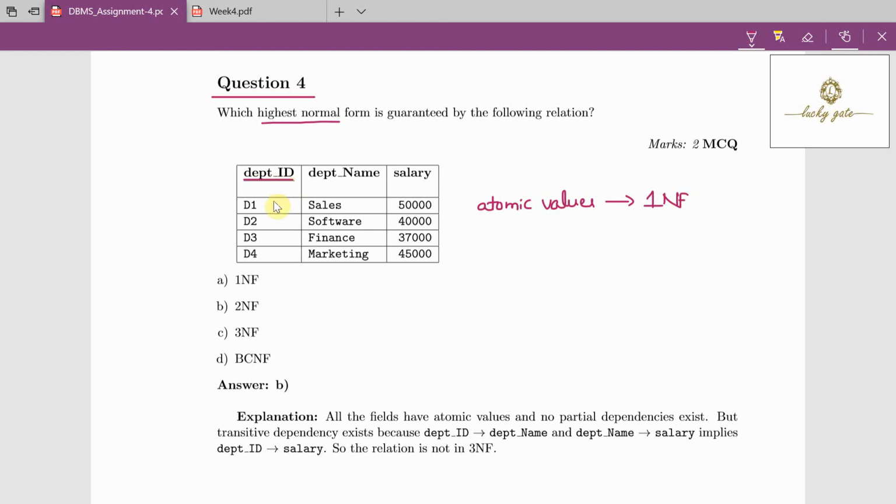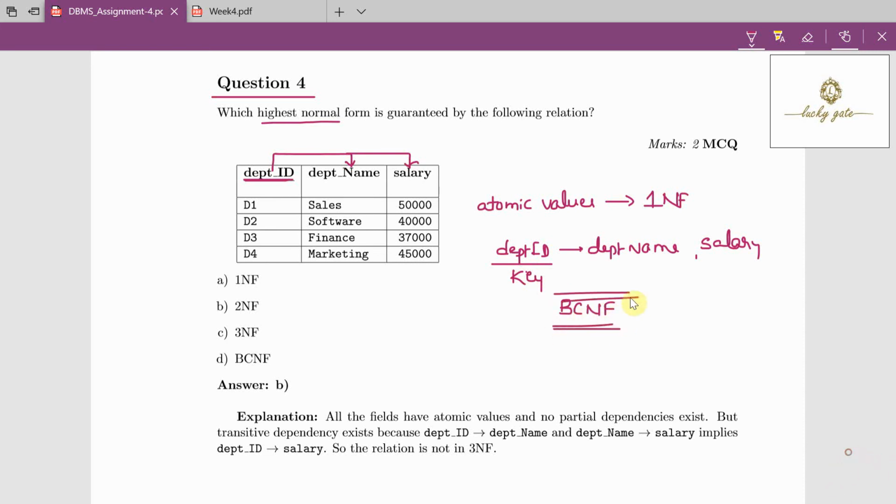And department ID is a key, and I'm trying to find a dependency with respect to other attributes. Department ID is a key, means department ID is determining department ID, department name and salary. It is a dependency. And here department name is not duplicating, and there is no duplication in salary. So we don't find any dependency from department name to salary or salary to department name. So here what we can expect is only one dependency: department ID determining department name, salary. In this dependency, department ID is a key for the relation. Because the LHS of the dependency is a key, this dependency is satisfying BCNF.